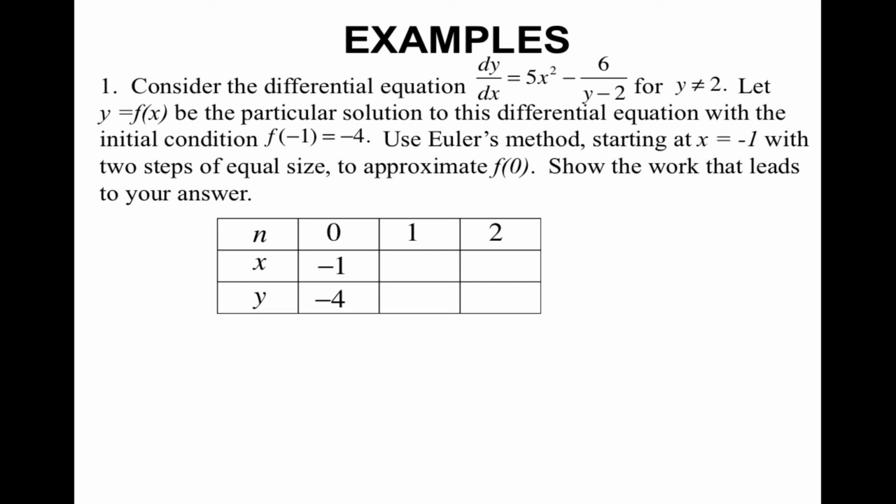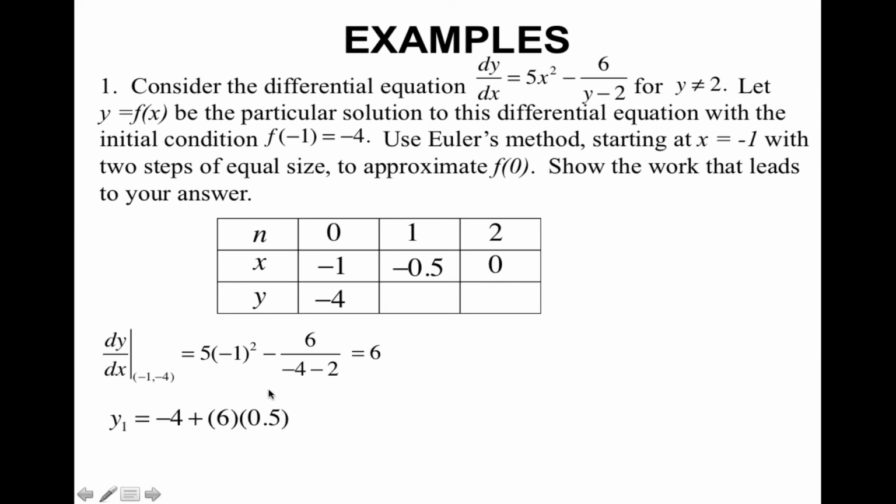So since I want two steps of equal size, and since I'm starting at x equals -1, and I want to go to 0, that means that my change of x is going to just be 0.5. So I only have to do this twice, which is nice. All right, so I'm going to first find the slope at (-1, -4). Plug in those x and y values. Simplify to get a slope of 6. Now find the next y value, using the previous y value plus the slope times the change of x, which is 0.5. Simplify to get -1.